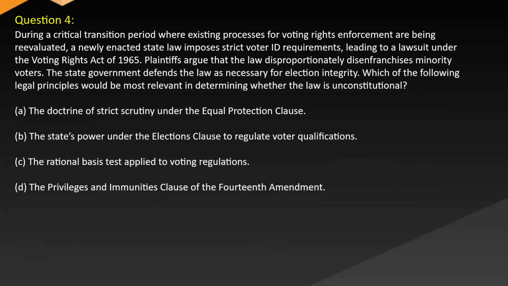Question 4. During a critical transition period where existing processes for voting rights enforcement are being reevaluated, a newly enacted state law imposes strict voter ID requirements, leading to a lawsuit under the Voting Rights Act of 1965. Plaintiffs argue that the law disproportionately disenfranchises minority voters. The state government defends the law as necessary for election integrity. Which of the following principles will be most relevant in determining whether the law is unconstitutional?